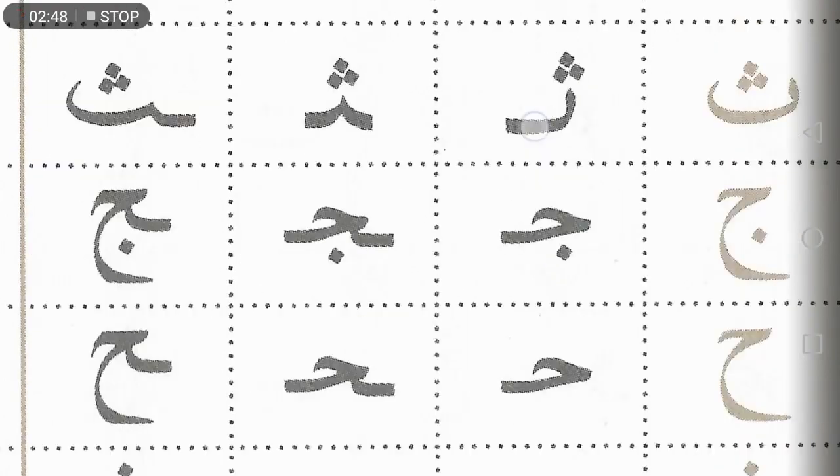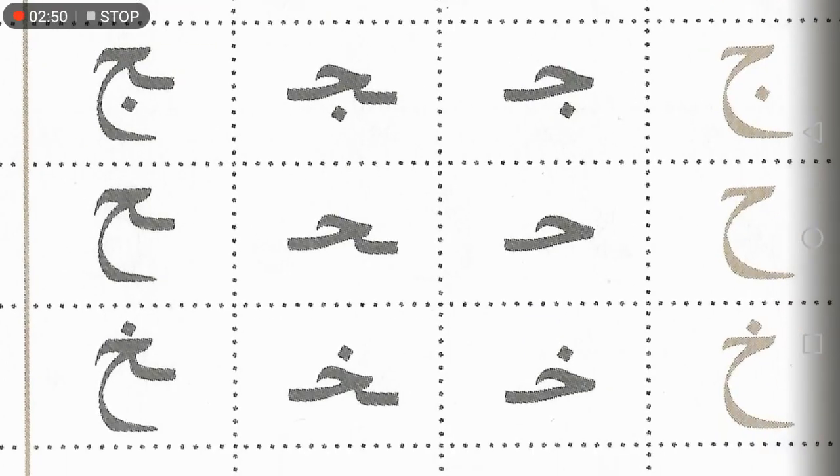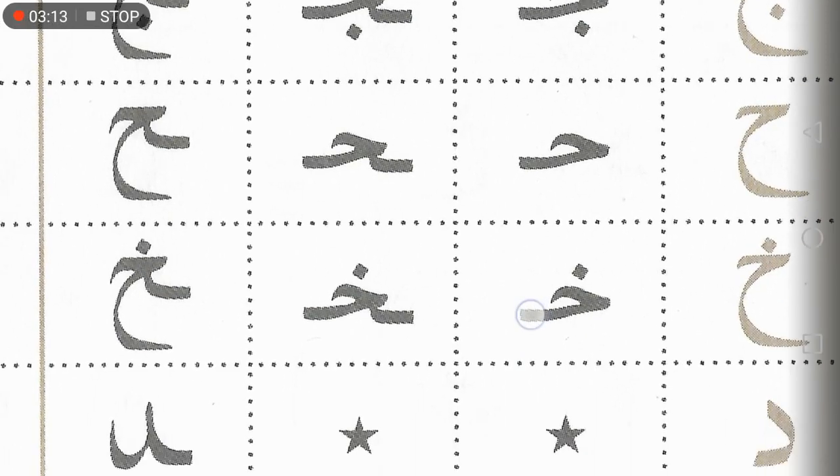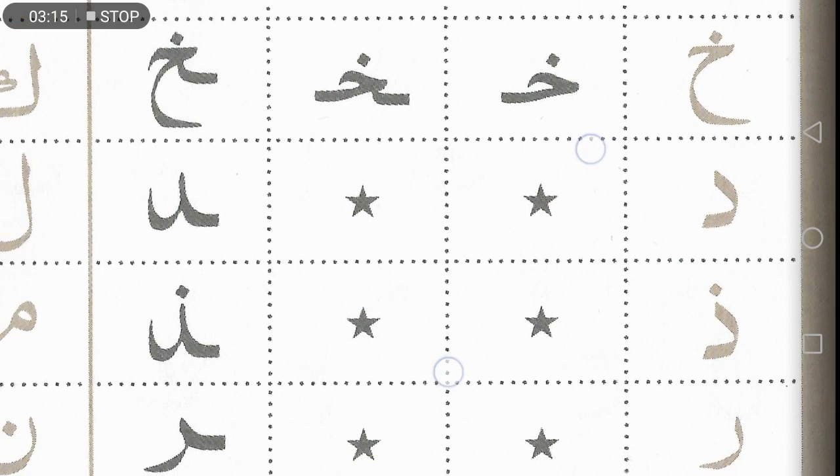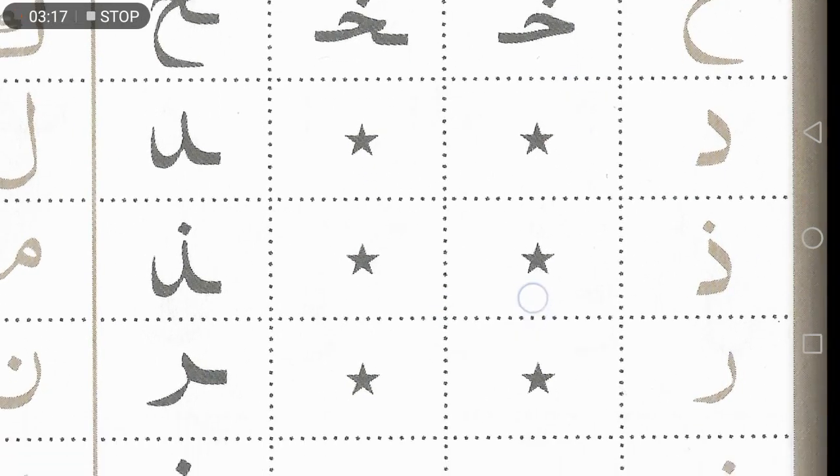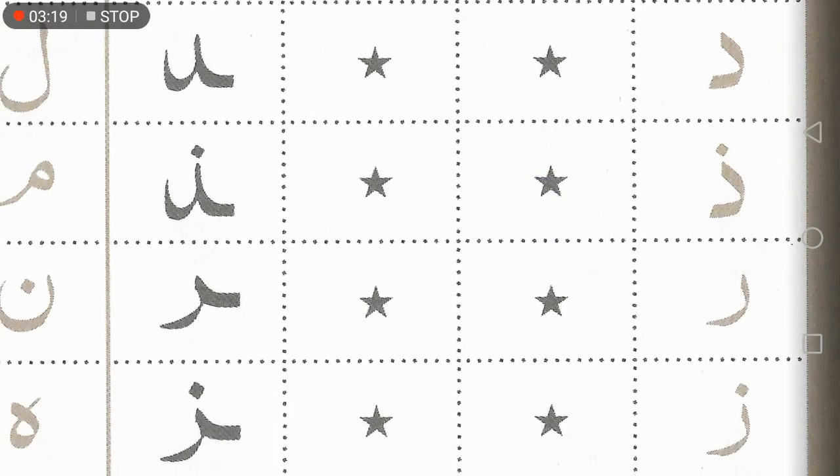Okay, the same thing over here, the jim, the ha, and the kha. You can see when they appear at the beginning of a word, they lose the tail. In the middle of the word, they've got these two arms reaching out to the letter before and after. Again, there's no tail. But when they're at the end of the word, the tail comes back, and they've got this arm which reaches out to the letter before. And remember, bearing in mind Arabic's from right to left, the way these arms are reaching out is going to be the opposite of how it's done in English.